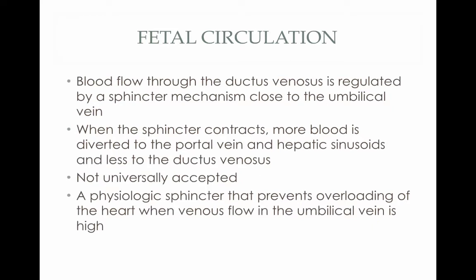Blood flow through the ductus venosus is regulated by a sphincter mechanism close to the umbilical vein. We saw that sphincter in one of those slides. When the sphincter contracts, more blood is diverted into the portal vein and the hepatic sinusoids, and less into the ductus venosus. So more blood would be going through the liver to the IVC and then to the right side of the heart. This concept is not universally accepted, but there is a physiologic sphincter that prevents overloading of the heart when the venous flow in the umbilical vein is high.